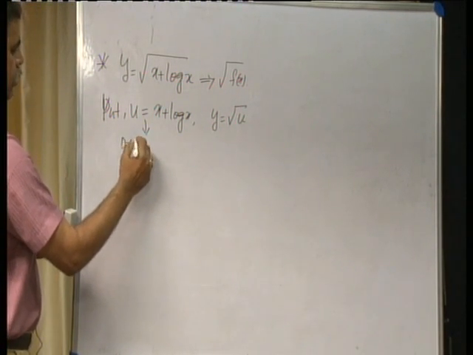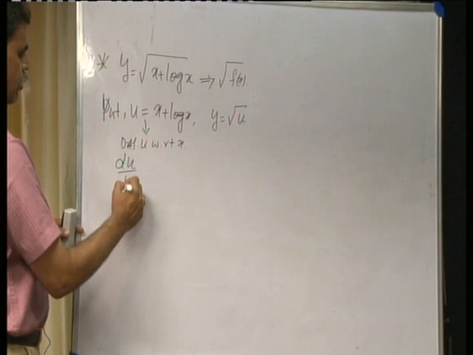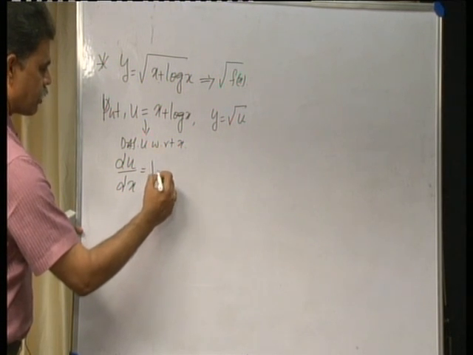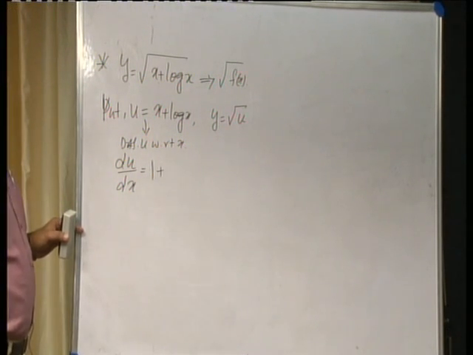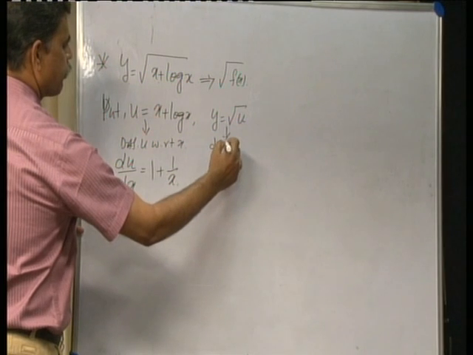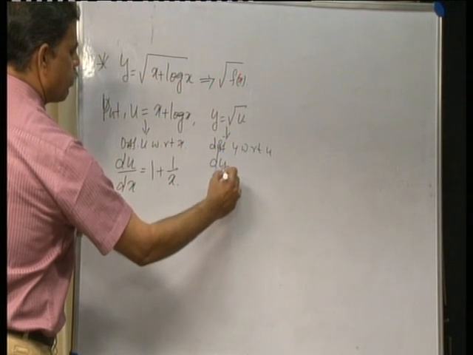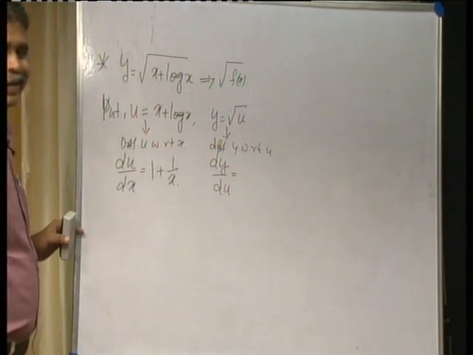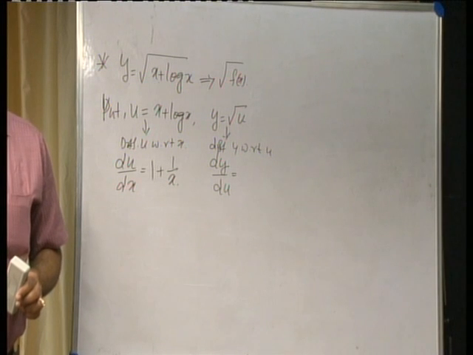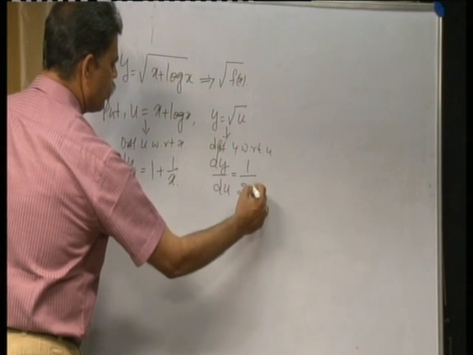Differentiate u with respect to x, we get du divided by dx. As we know, the differentiation of x is 1, plus the differentiation of log x, which is 1 by x. Differentiate y with respect to u. It becomes dy by du equal to, treat root u as root x. What is the differentiation of root x? It is 1 divided by 2 root x. According to that, it becomes 1 divided by 2 root u.